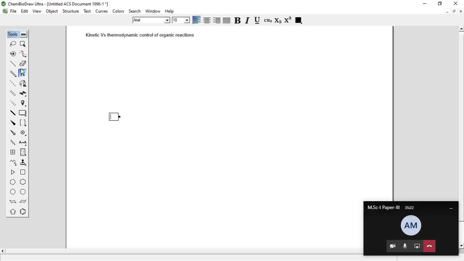So when HBr reacts with 1,3-butadiene, you are getting two different products: the 1,2 addition product and the 1,4 addition product. At higher temperature, 40 degrees Celsius, you are getting the 1,4 addition product, because it is more thermodynamically stable. That's why it is obtained at higher temperature.